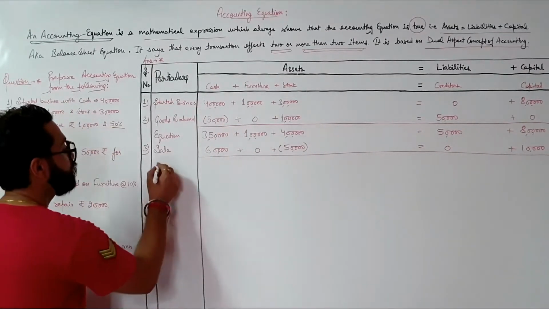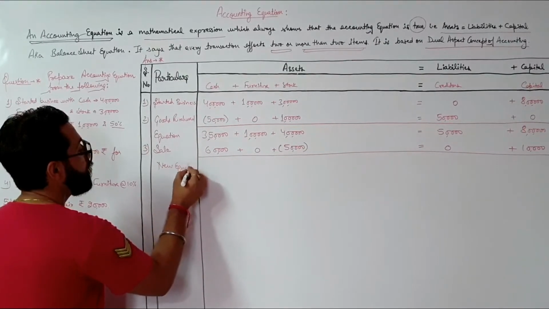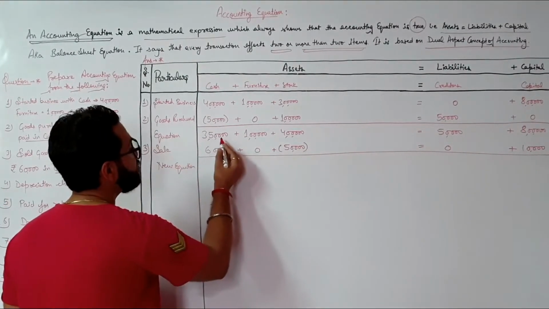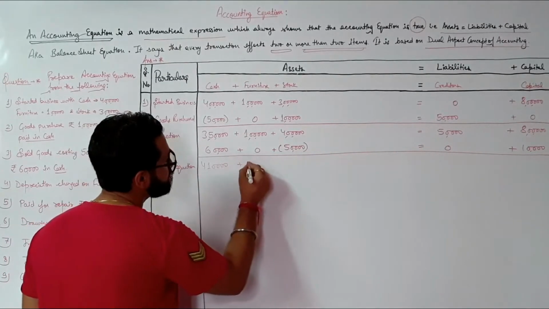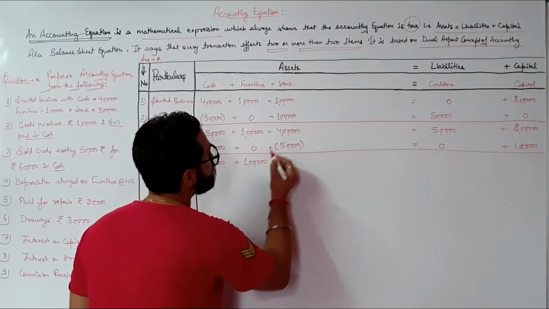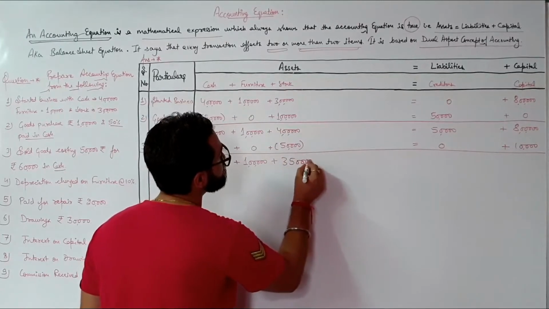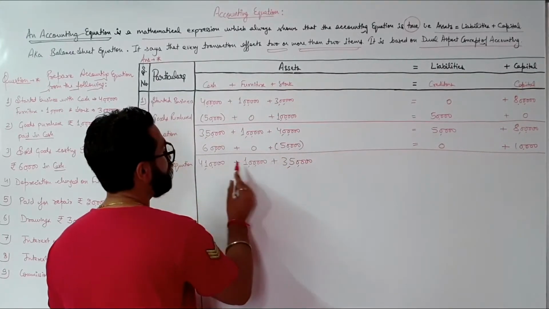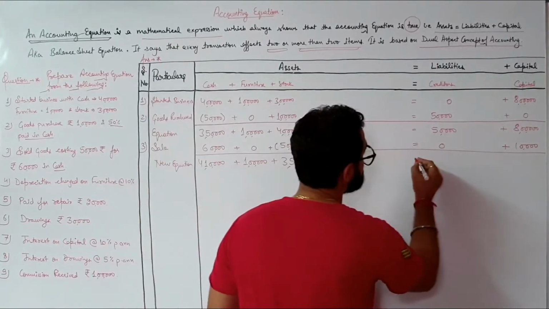Now, again a new equation. Now here 3,50,000 plus 60,000 is 4,10,000. 1 lakh plus 0 equals 1 lakh. 4 lakh minus 50,000 is 3,50,000. Total is 4, 5, 6, 7, 8. 8,60,000.